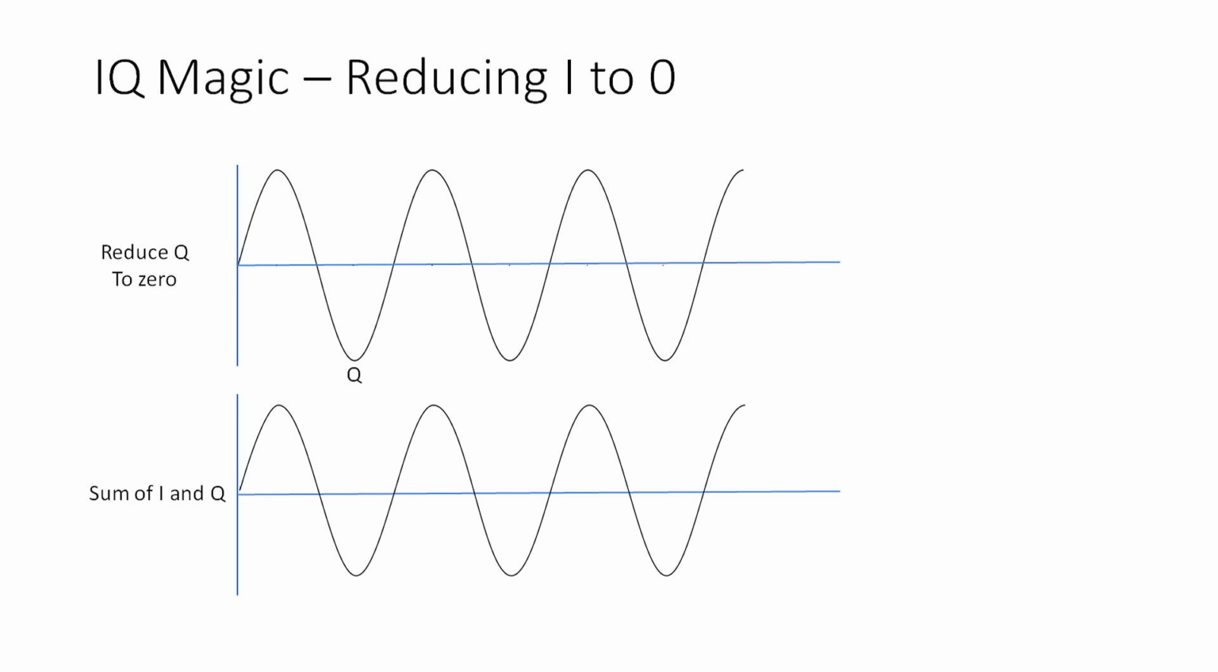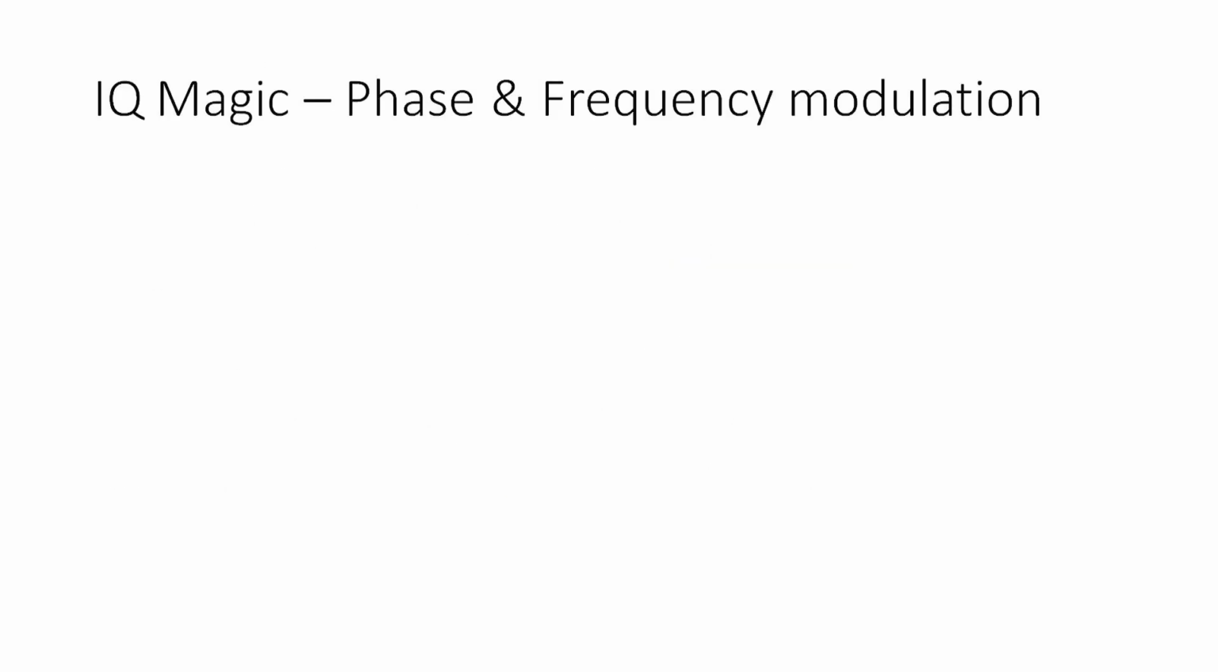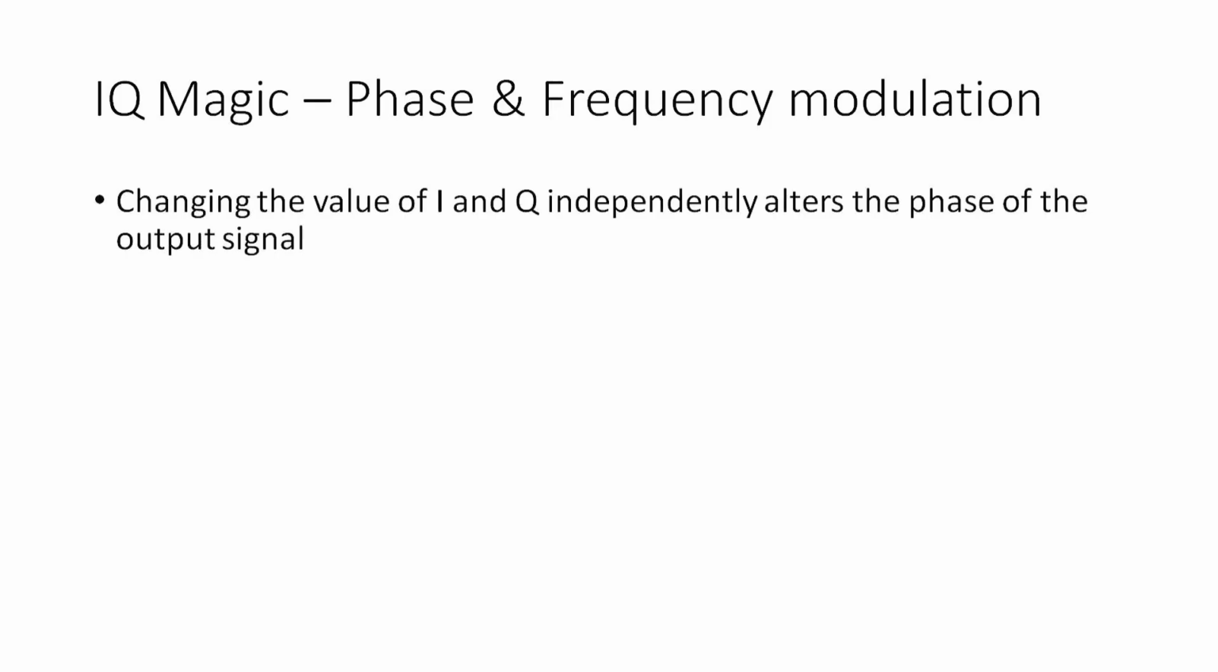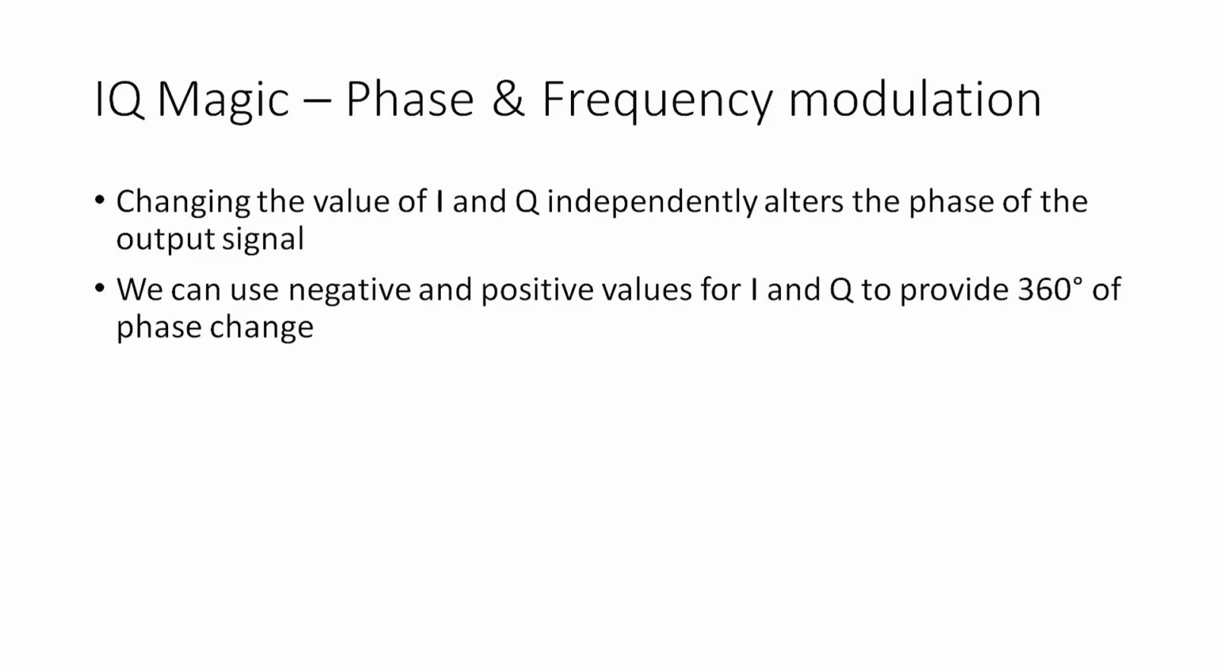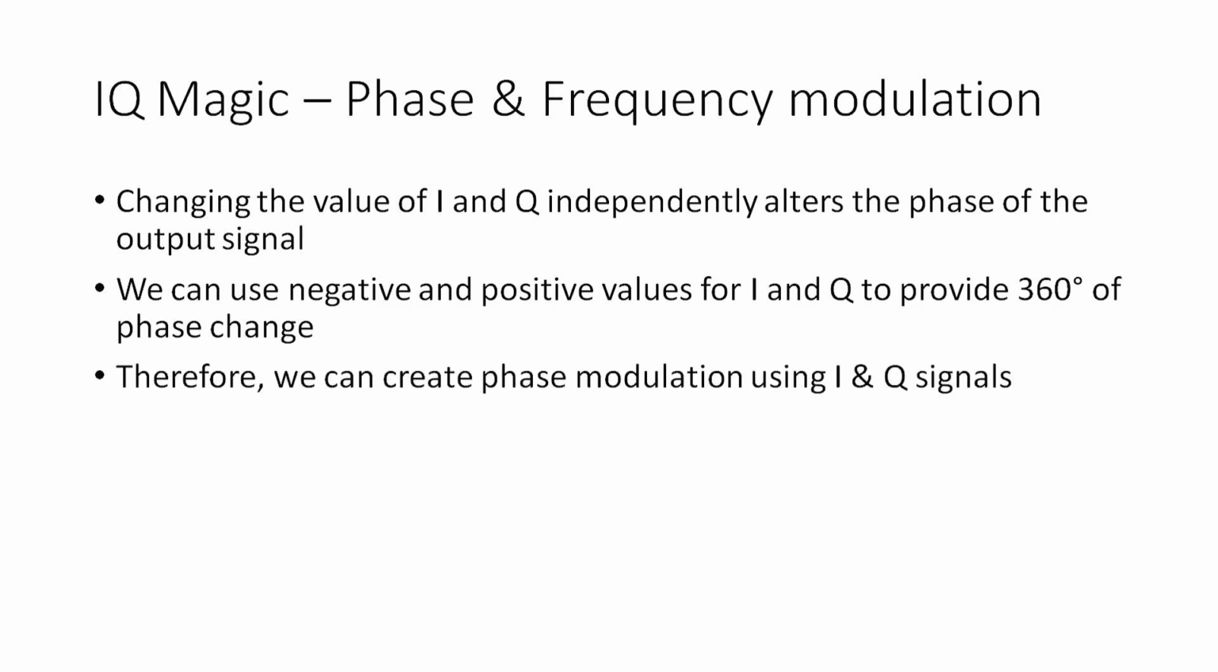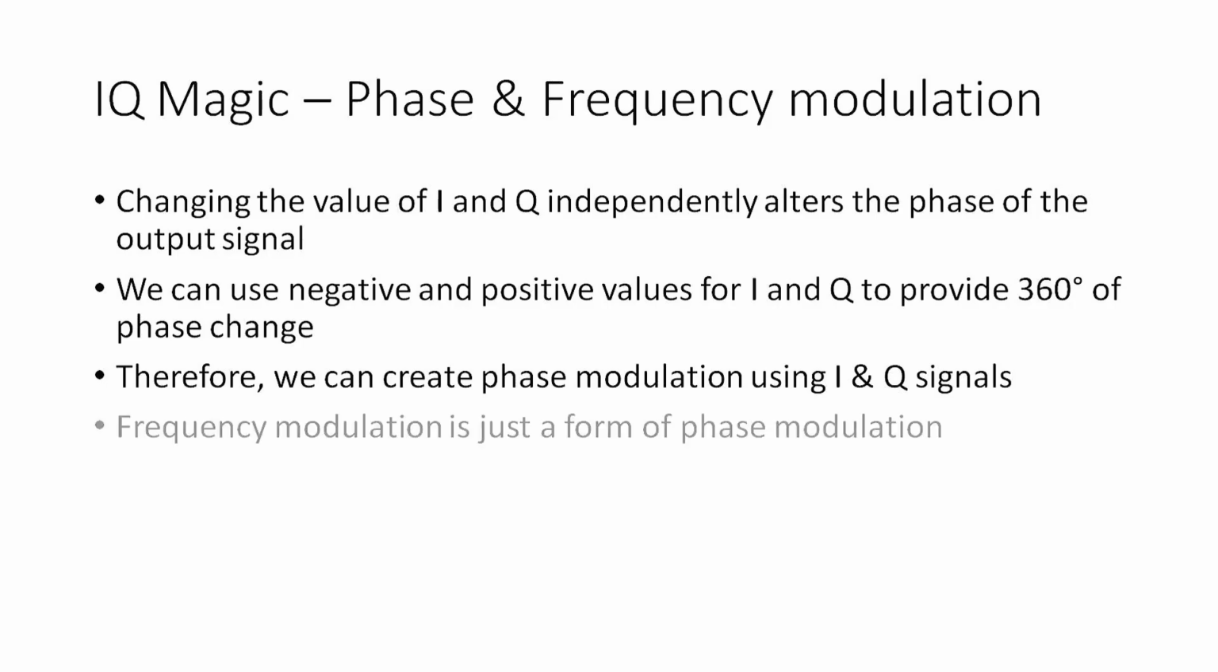So what that means is by altering the I and Q values separately, we can shift the phase of the output signal. So now we've got phase modulation we can do just by altering the I and Q signals. By changing the values of the I and Q independently, we can do phase modulation. By doing them both together, we've got amplitude modulation. But I only showed positive values for I and Q, and we can use negative values for I and Q as well. And if we do that, we can create phase modulation using I and Q signals, but we've got the whole 360 degrees available for us, which means we can do frequency modulation, because that's just a version of phase modulation.